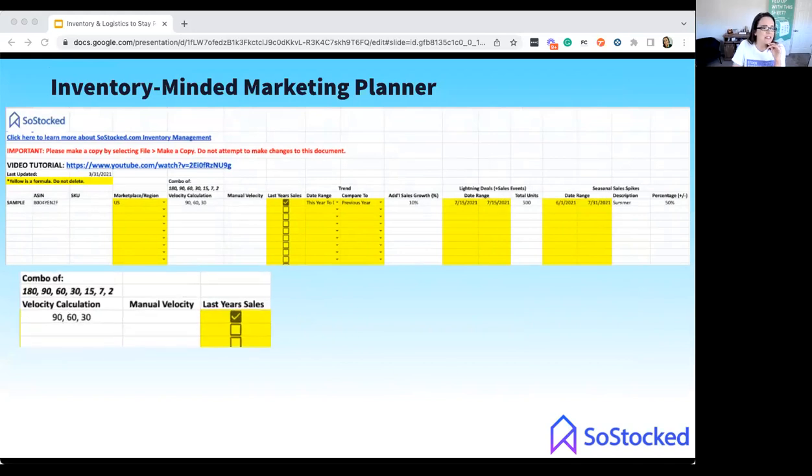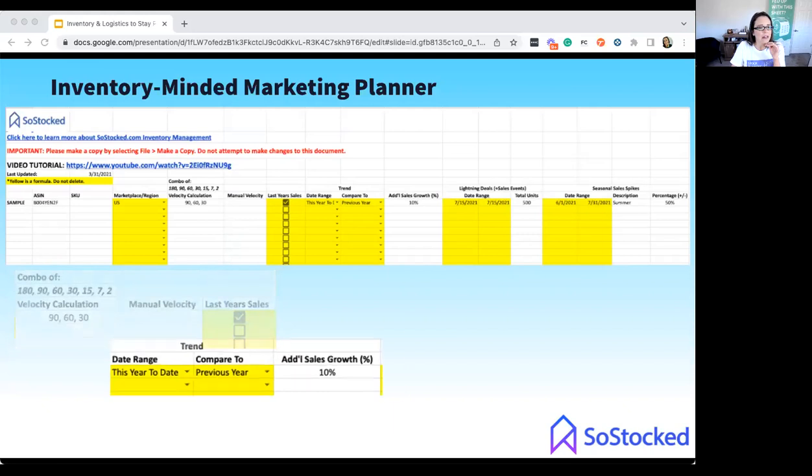Essentially, it's just listing out what that plan is. How should we be looking at the velocity? Should it be a combination of 30, 60, and 90 days? Should it be looking at last year's sales? How are we actually analyzing our velocity?